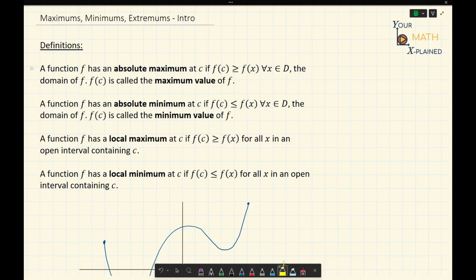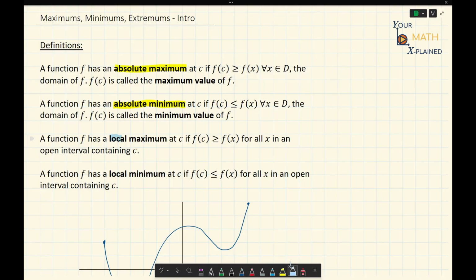We say a function f has an absolute maximum at c if f of c is greater than or equal to f of x for all x within the domain of f. And similarly, for absolute minimum, f of c must be less than or equal to f of x for all x within the domain. So just like what the term suggests, absolute max and absolute min are the absolute highest and absolute lowest point on the graph.